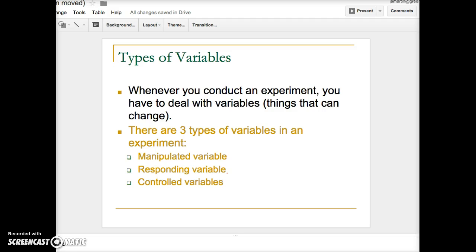Types of variables. Whenever you conduct an experiment, you have to deal with variables, things that can change. There's 3 types of variables in an experiment. The first one is manipulated variable. The second type of variable is a responding variable. And the third type of variable is a controlled variable. So the 3 types of variables in an experiment. So let's talk about them.